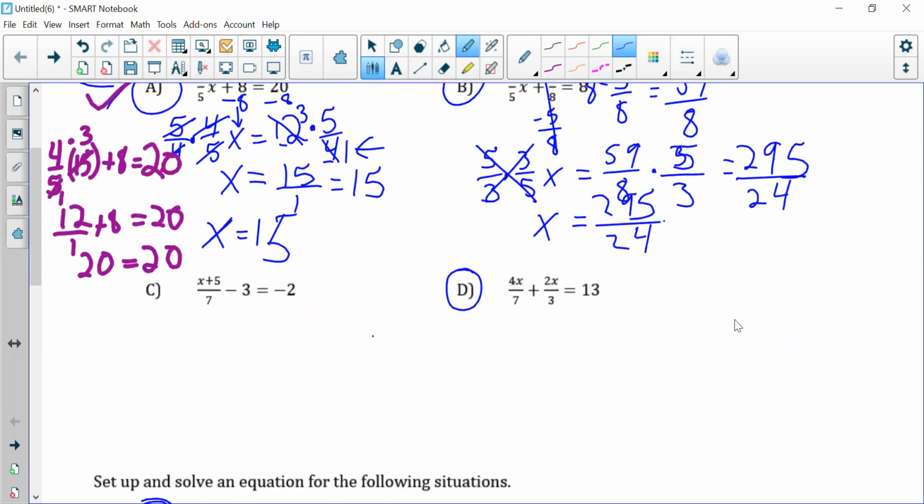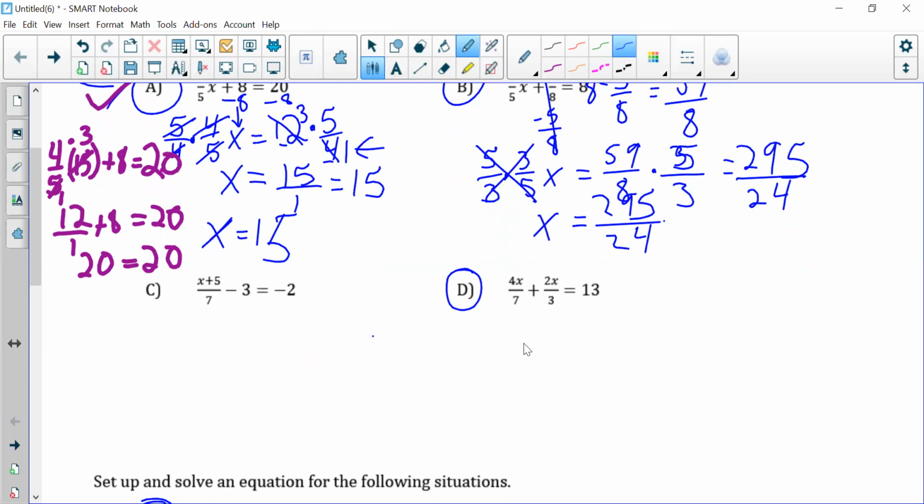All right, let's look at D. 4x over 7 plus 2x over 3 equals 13. Well, obviously I want to solve for x. And I've got x's on the same side here, but I can't add those fractions, right? I don't have common denominators. So let's make common denominators so we can combine these together.